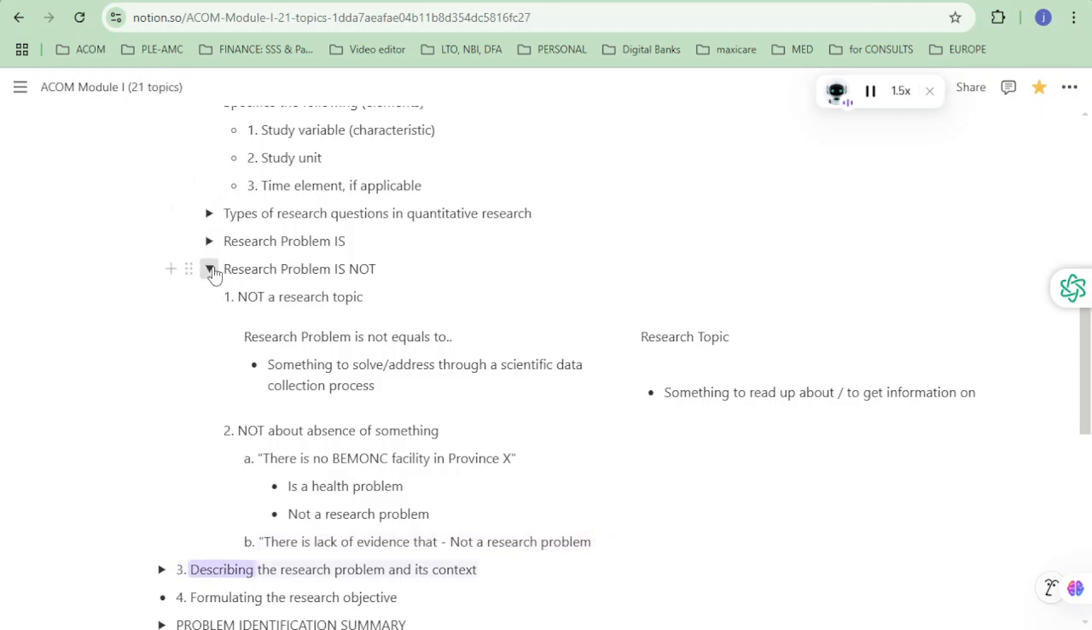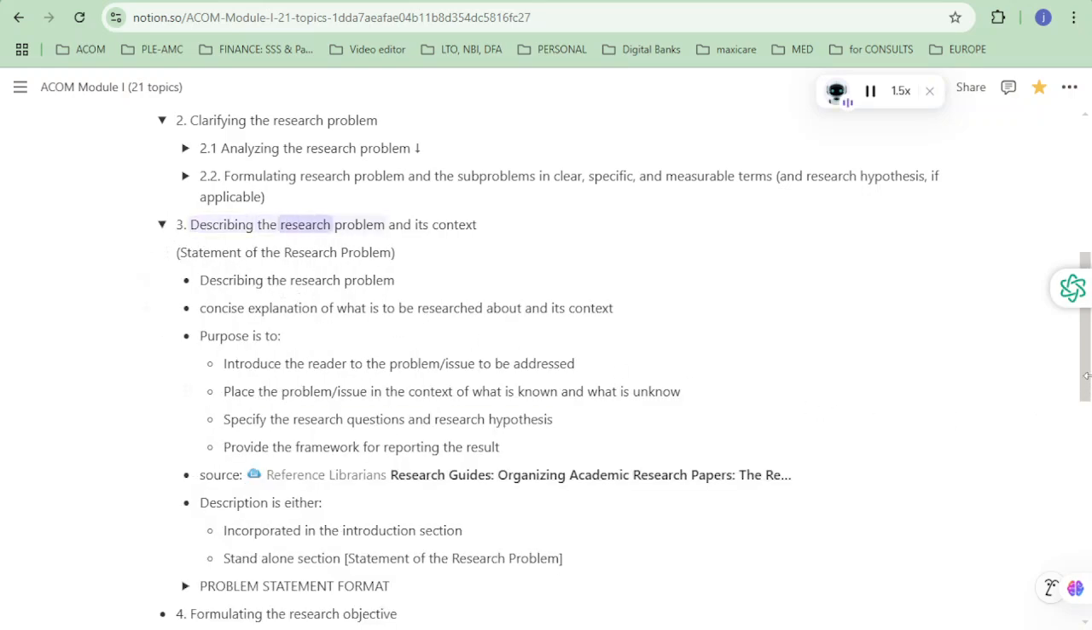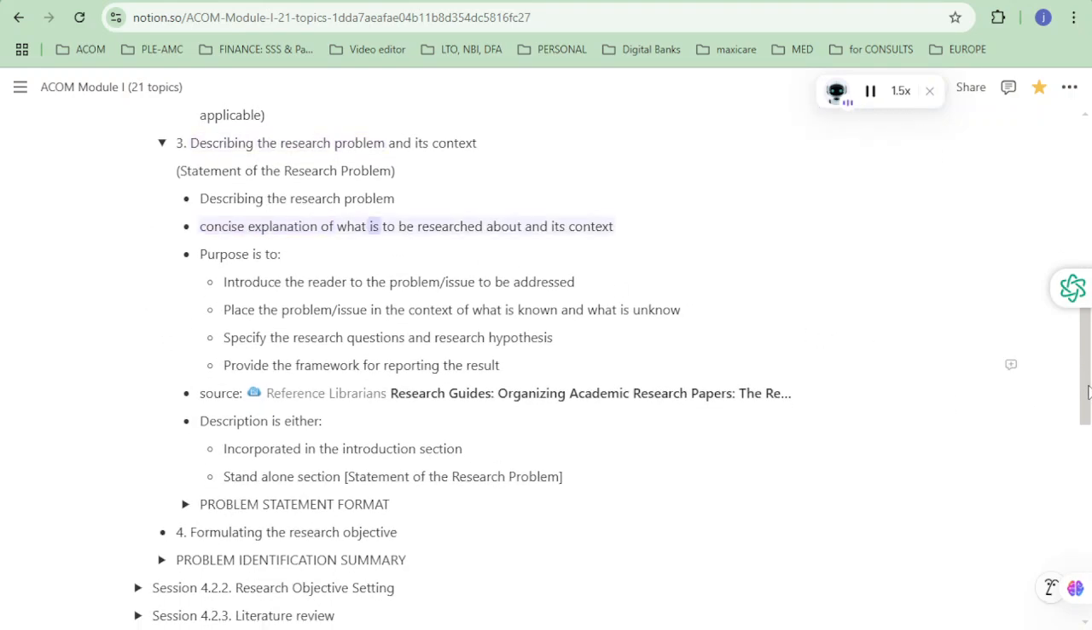3. Describing the research problem and its context. Statement of the research problem: a concise explanation of what is to be researched and its context. Its purpose is to introduce the reader to the problem or issue to be addressed, place the problem in the context of what is known and unknown, specify the research questions and research hypothesis, and provide the framework for reporting the result. Source: reference librarians' research guides, organizing academic research papers. The description is either incorporated in the introduction section or is a standalone section, the statement of the research problem.